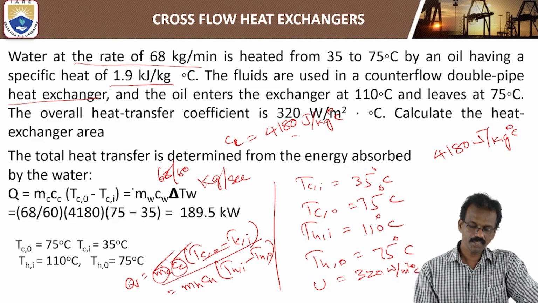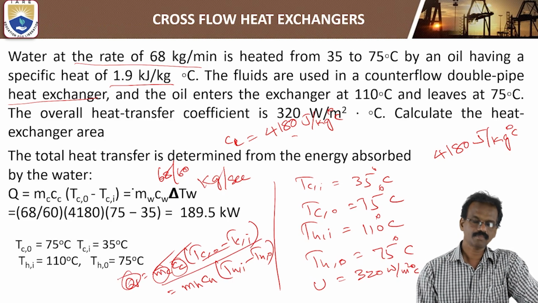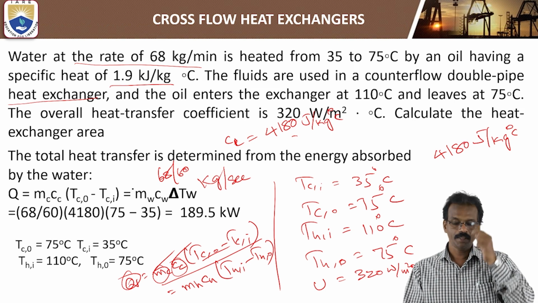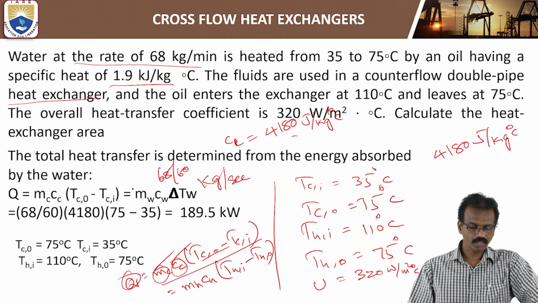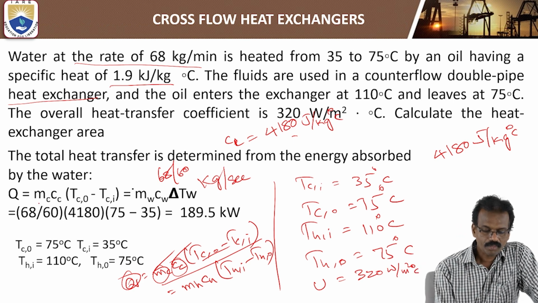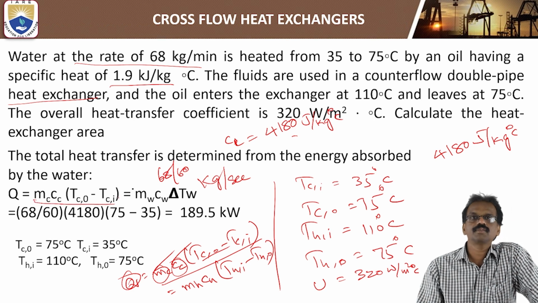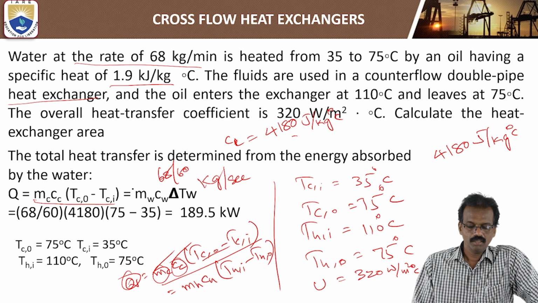Then you can take this formula to find the rate of heat transfer in the cold fluid. Just Q is equal to mc Cc into (Tc naught minus Tci). Just here you have taken this one.